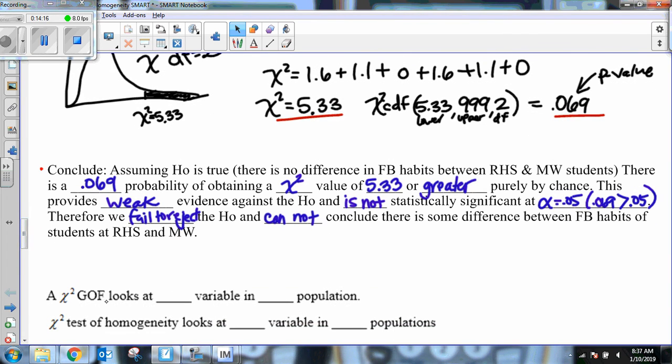Last but not least, just showing you guys the difference between goodness of fit and test of homogeneity. As you can see, there's slight differences in the test, like expected count. But how do you know the difference? Well, a goodness of fit looks at one variable in one population. If you think about it, we looked at one variable with Skittles, color, and we only looked at one population, all Skittles. In this case, we still looked at one variable, Facebook habits, and how many populations? Well, in this case, it was two different populations, Redwood and Mount Whitney. So that's the difference between a goodness of fit and a test of homogeneity.